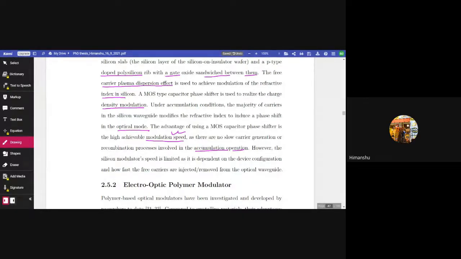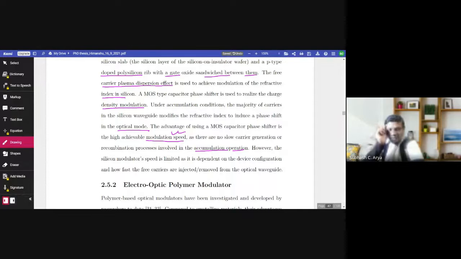Okay, sir. As far as silicon high-speed optical modulators are concerned, we have three principles. One is the carrier depletion-based optical modulator, in which we use a PN junction in reverse bias condition. Then carrier accumulation, that is this MOS-based capacitor, and the carrier injection-based modulator, that is the PIN junction based optical modulator. In PIN junction, we make it forward bias. We inject the carrier. That is why it is injection based.